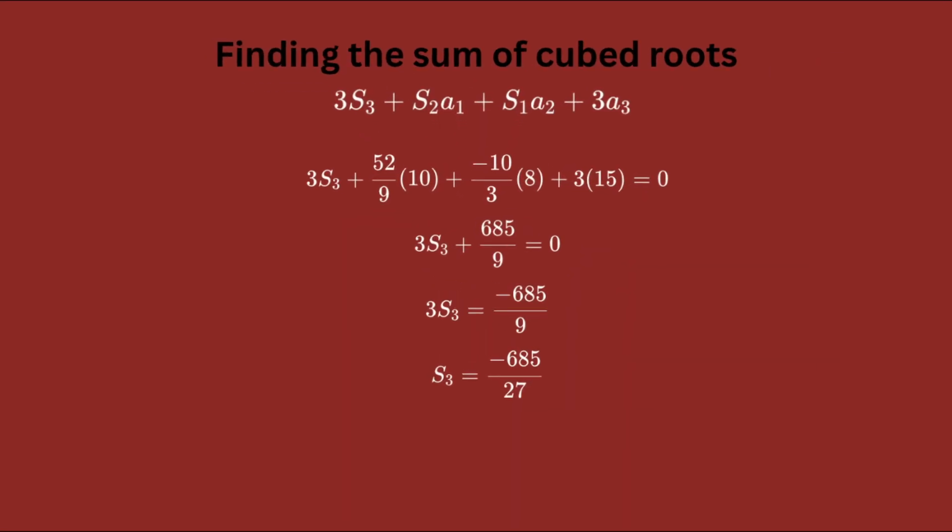This is for finding the sum of the cubes of the roots. So 3S3 plus S2 A1 plus S1 A2 plus 3 A3 equals 0, as shown before in our formula. So 3S3 plus 52 over 9 times 10 plus negative 10 over 3 times 8 plus 3 times 15 equals 0. So then combining terms, 3 times S3 plus 685 over 9 equals 0. So 3 times S3 equals negative 685 over 9. And dividing both sides by 3, we get negative 685 over 27.